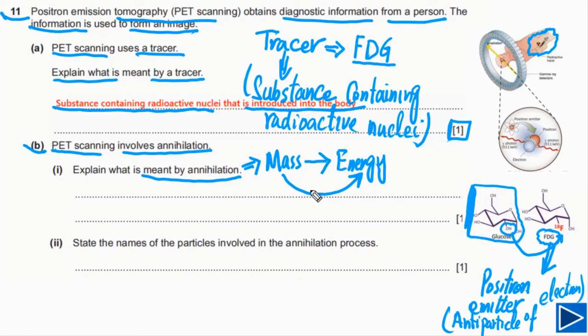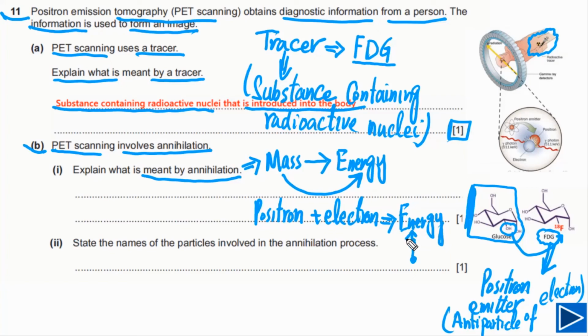Now we need to understand how mass can be converted into energy when a particle and antiparticle meet. When the positron emitted by fluorine-18 interacts with an electron, they annihilate, and only energy is produced. This energy is produced in the form of gamma photons.